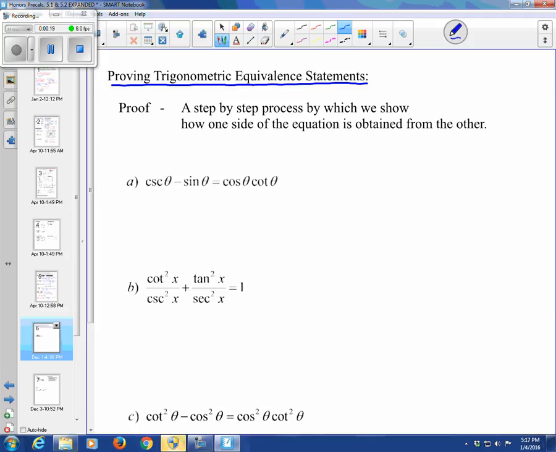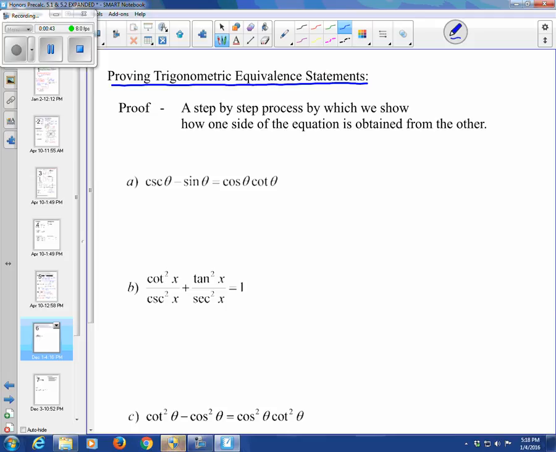And what we're going to be doing here is showing that the two trig expressions are equal by taking a step-by-step process by which we show how one side of the equation is obtained from the other, right? So we're going to start with one side of the equation and manipulate it with cancellation and substitution and show that it equals the other side of the equation.